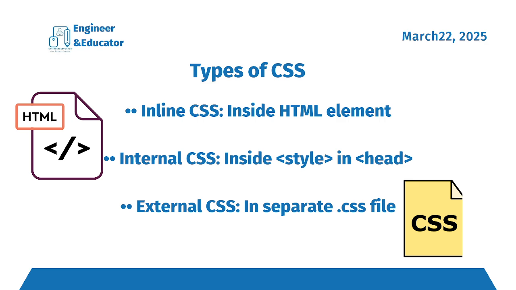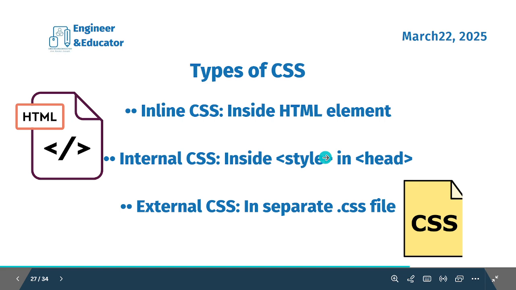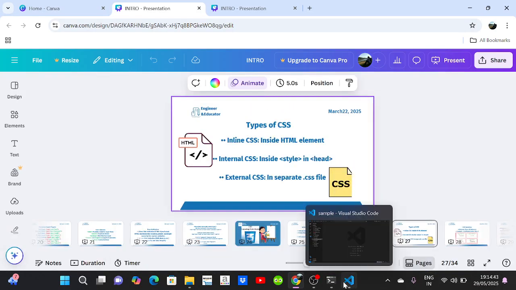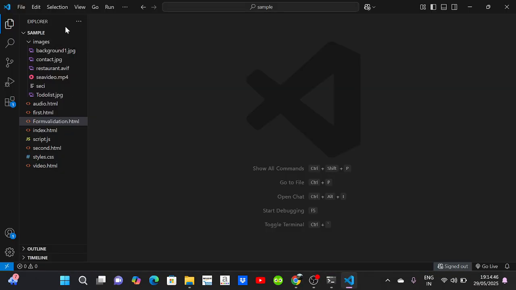Inline CSS. As you can see here, inline CSS is the CSS that you make inside an HTML element. Inline CSS means you write CSS code inside an HTML element. For example, I will show you how to make inline CSS. First of all, here we will make a new file.